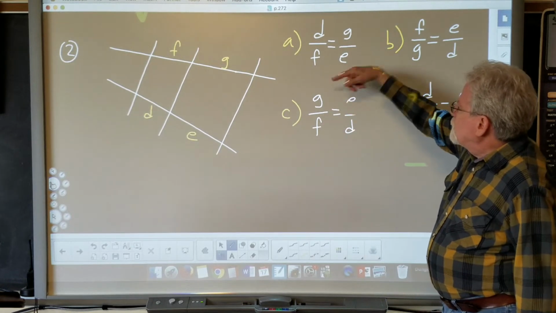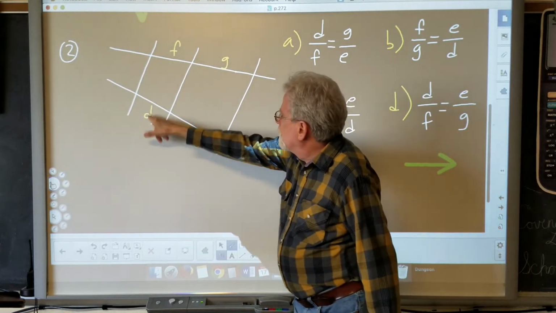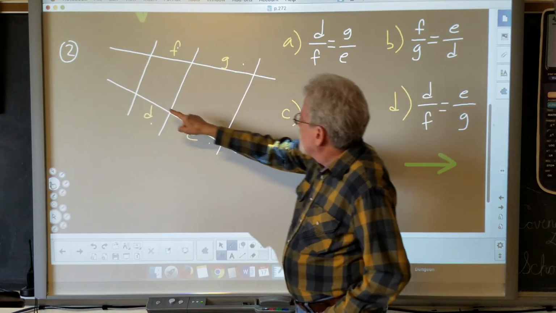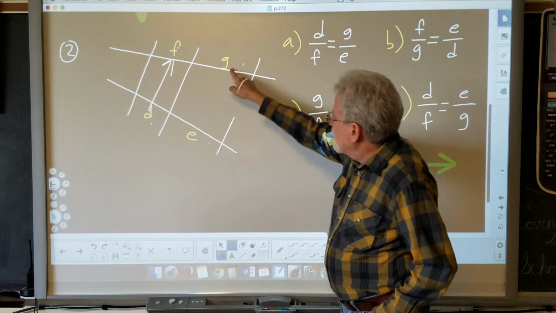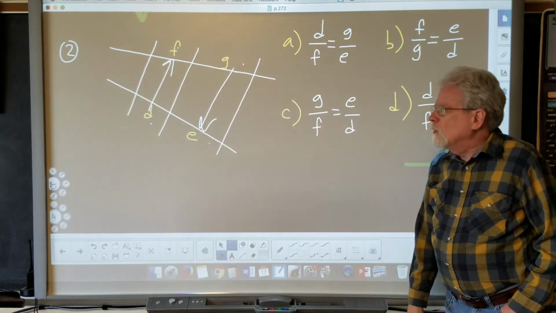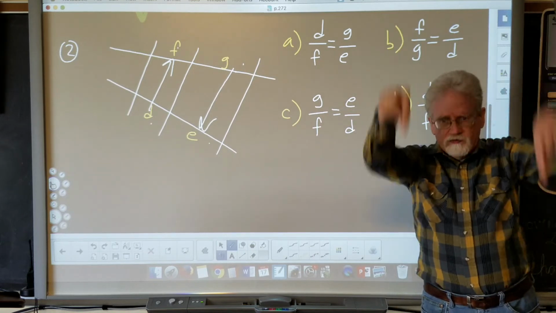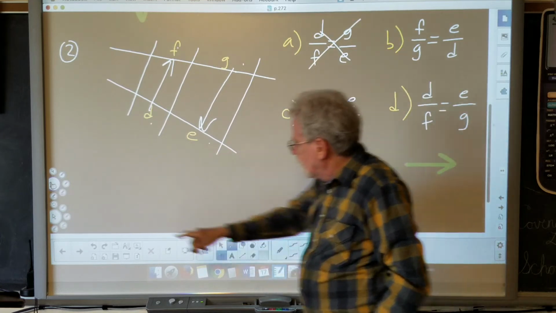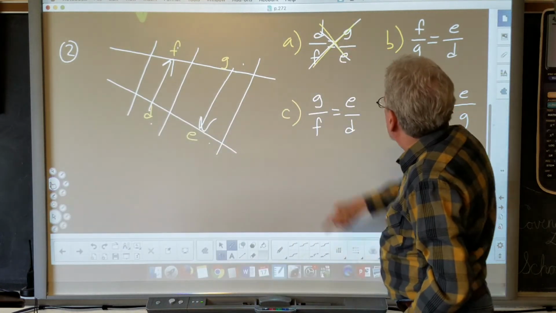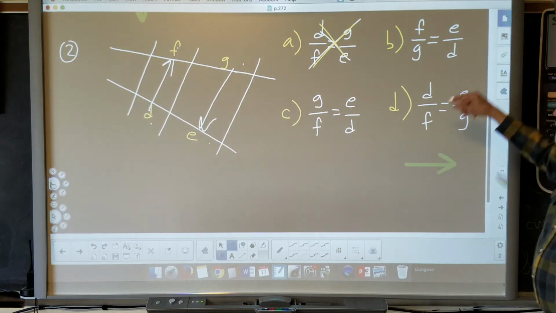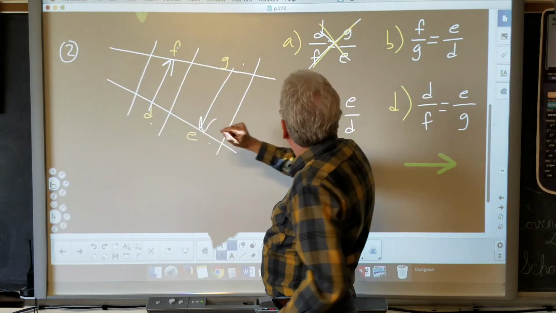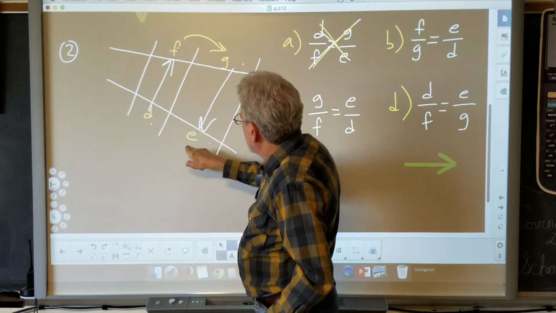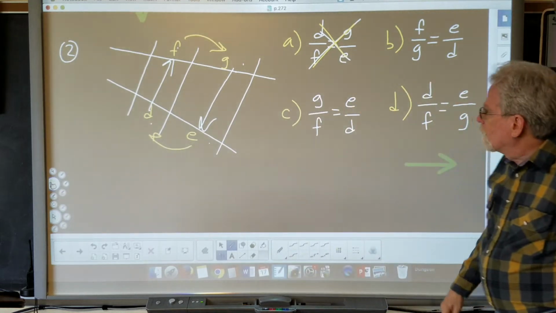Does D over F equal G over E? Aha. They went this way on that one, but they went that way on the other. You can't do that. You have to be consistent in the direction that you go. No. Wrong. Let me change colors again here. Need some contrast. There we go. All right, how about F over G equals E over D? They did it wrong again. F over G and E over D, they can't be switching directions like that.